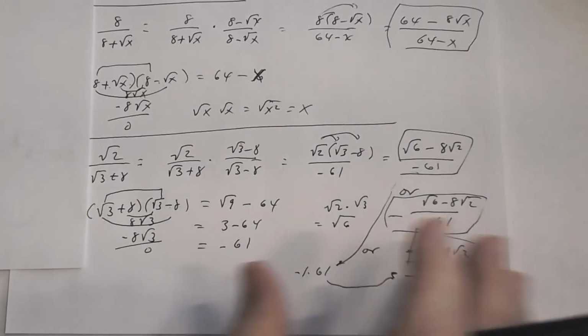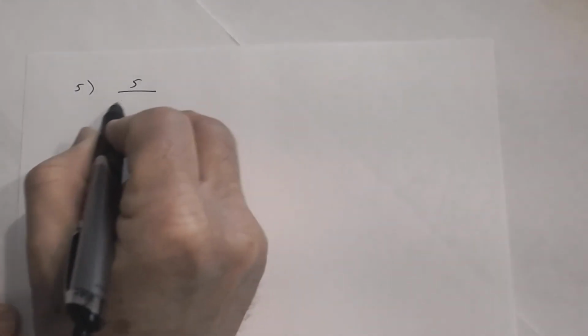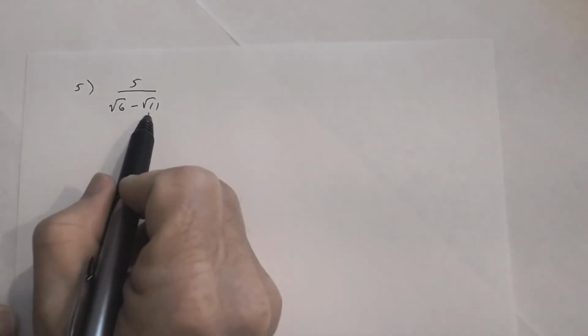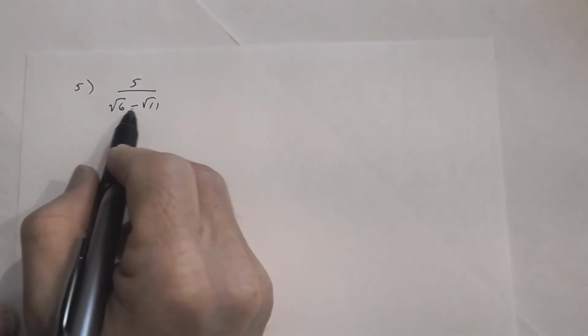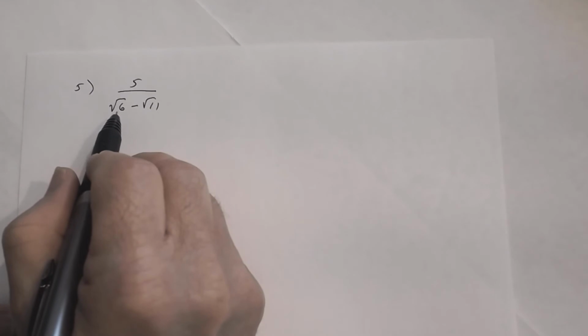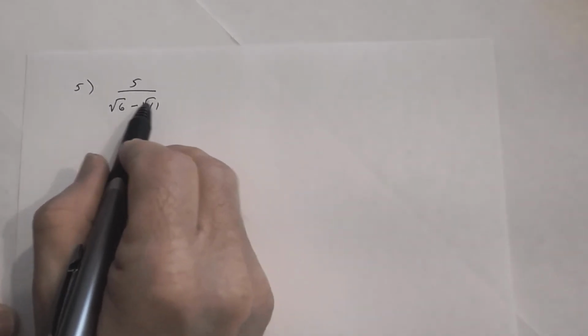So this is number 5. We have 5 divided by the square root of 6 minus the square root of 11. So again, I still have a square root in the denominator. In fact, I have 2 of them. The square root of 6 is irrational. The square root of 11 is irrational. So this denominator is irrational. I just want to make this a rational number. I want to rewrite it so that there are no longer any square roots in the denominator.